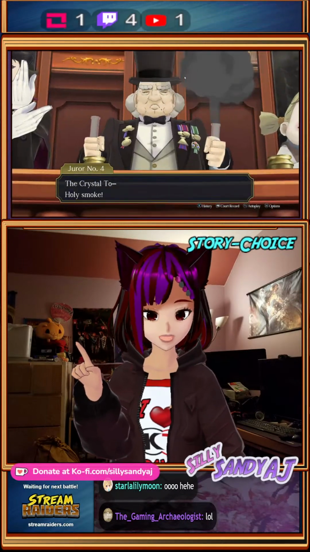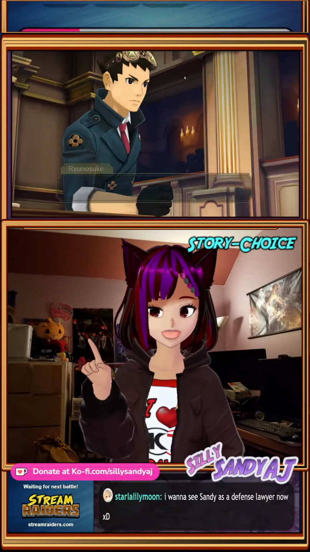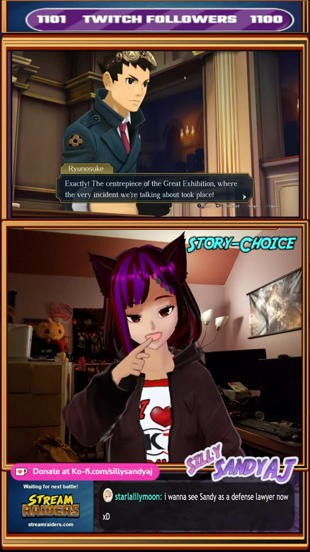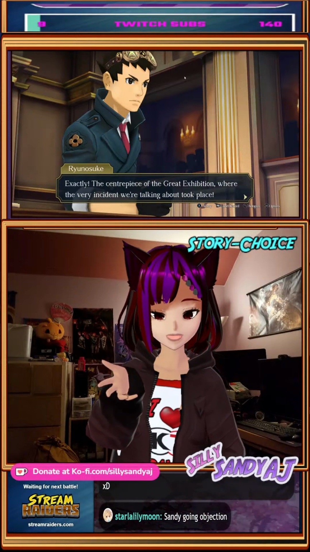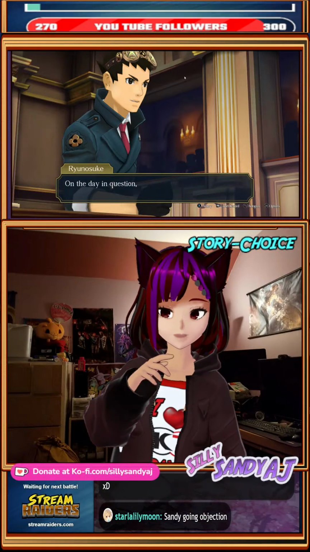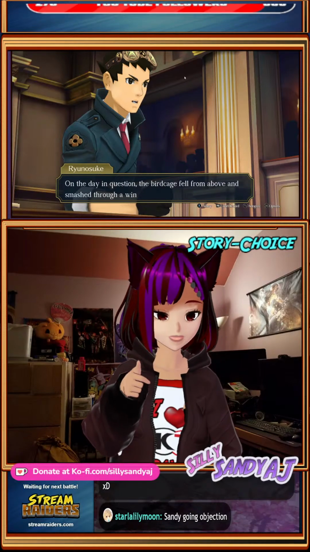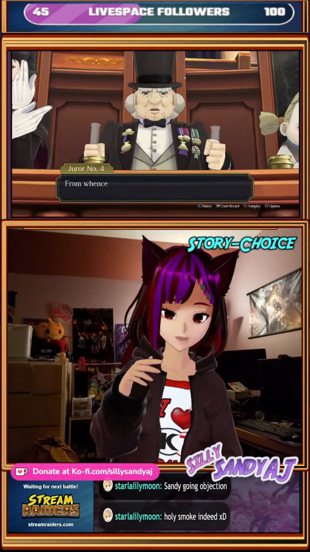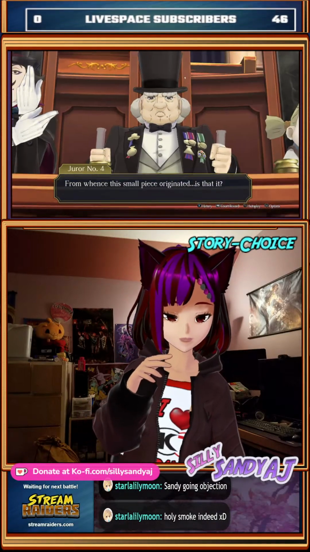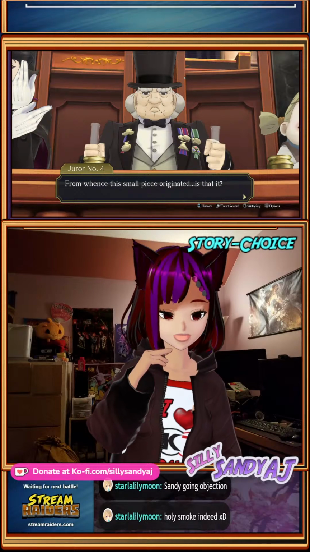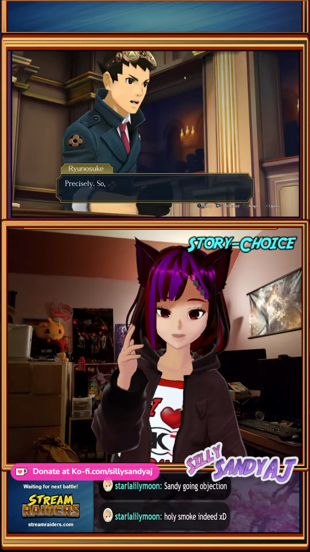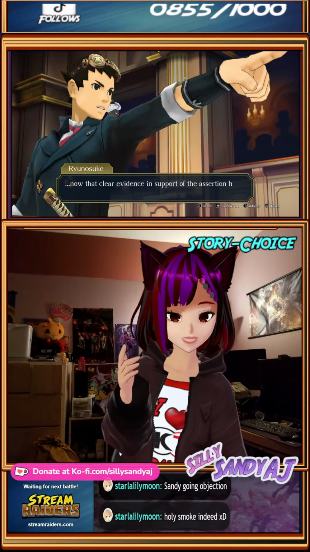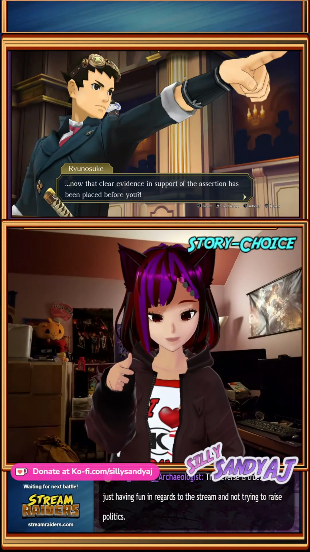The Crystal Tower? Holy smoke! Exactly. The centerpiece of the Great Exposition, where the very incident we're talking about took place. On the day in question, the birdcage fell from above and smashed through a window of that special glass. From whence this small piece originated. And is that it? Precisely. So, what do you say? Now that clear evidence in support of your assertion has been placed before you.